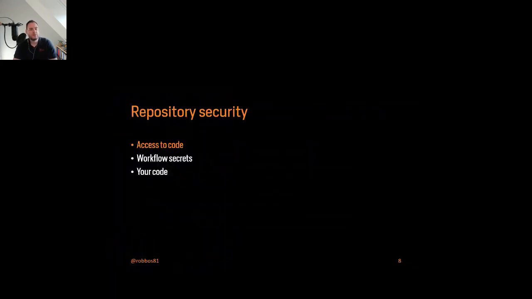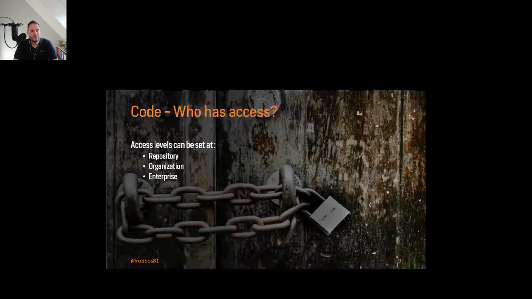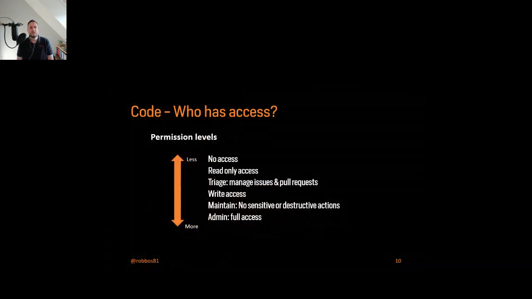So getting started with repository security, let's talk about who has access to your code. Well, you have different access levels that you can set inside of GitHub, and you can set them at 3 different levels. Either the repository level, that's the lowest level. Everybody already has an organization, that's basically your user, but you can create organizations as well, even on github.com. And if you are running on GitHub Enterprise, you have an enterprise level where you can set access levels. And for example, you can then set access levels for everybody in all the organizations inside of your enterprise.